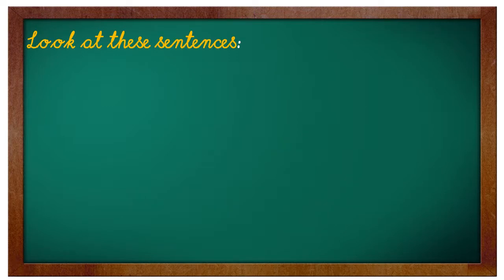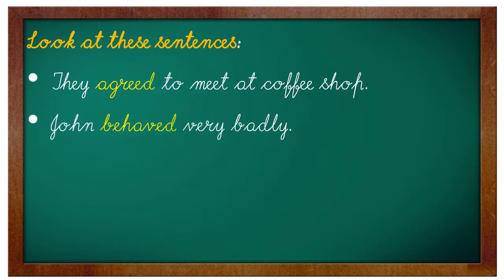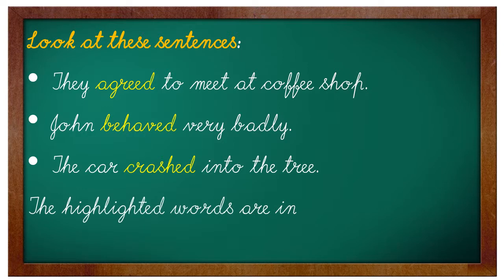Now look at these sentences. They agreed to meet at the coffee shop. John behaved very badly. The car crashed into the tree. The highlighted words are in past tense. Then what is past tense?